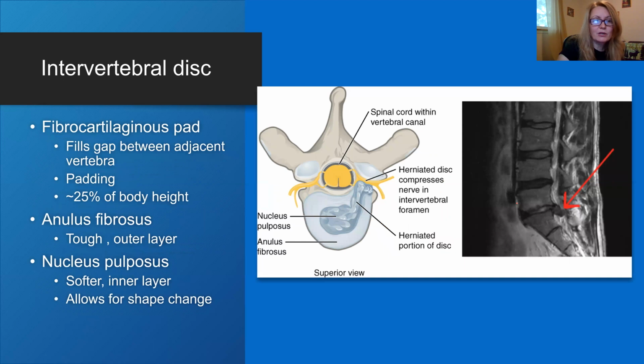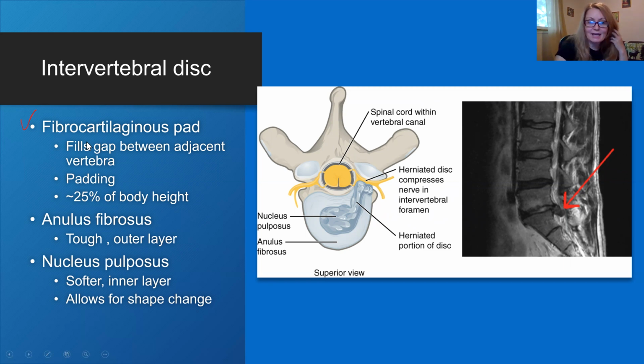Now, between vertebrae, we have the intervertebral disc. It's made of cartilage, a special type of cartilage called fibrocartilage. It fills the gap between adjacent vertebrae. It gives padding, and it actually gives you about 25% of your body height, because you have a disc between each vertebra, right? You have 24 movable vertebrae.